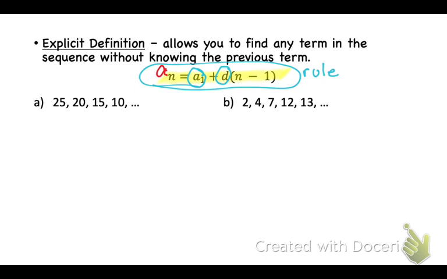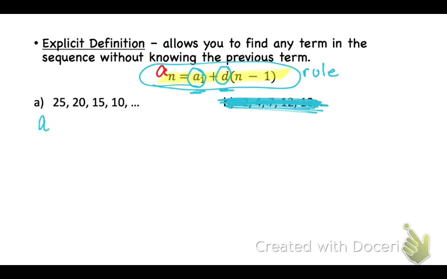So we wrote a recursive definition. We wrote a recursive definition for 25, 20, 15, and 10, yes? And then if I ask you for a sub 263, you guys would be like, nope. Correct? So I want to write an explicit definition. For the explicit definition, I have to have a sub 1 and I have to have d.